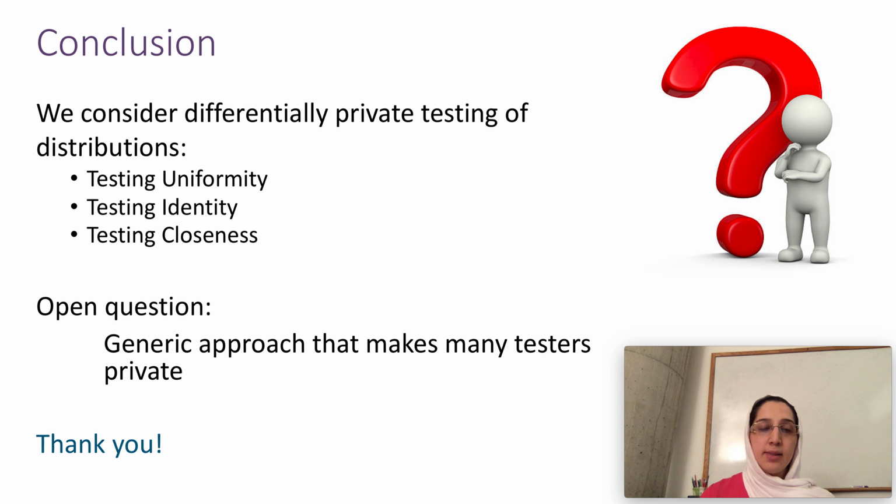So here I explained the differentially private testers for the following problems: testing uniformity, testing identity, and testing closeness. For open questions, we can think of other approaches that yield private testers for many distribution properties.